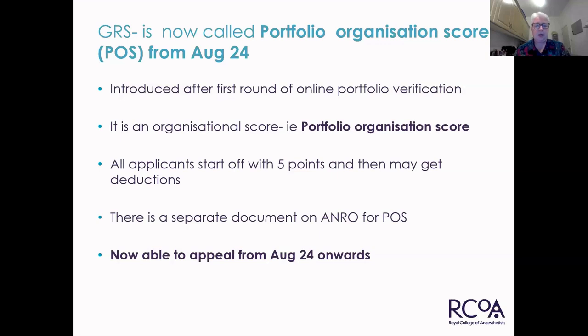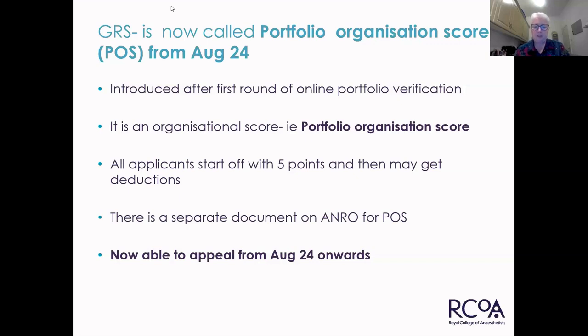Next slide, please. So in addition to 50 points from the actual self-assessment, you can get 5 points from the portfolio organisation score. We introduced this after self-assessment went online during the pandemic, because in the initial rounds, we found that a huge amount of evidence was being uploaded, and sometimes it was very difficult for the assessor to find it. Sometimes whole theses were being uploaded or whole portfolios. So we've given some guidance now for portfolio organisation.